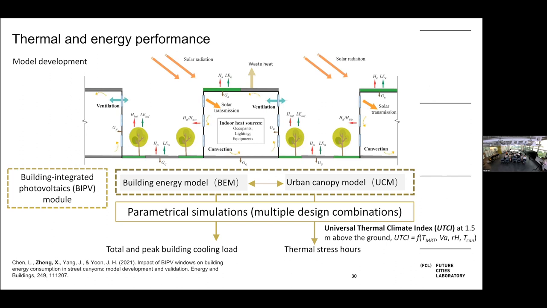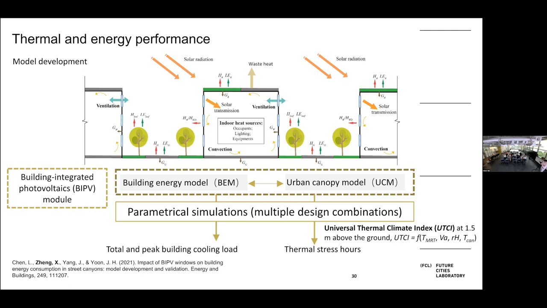Okay, urban canopy model. The urban canopy model will output the thermal stress and the cooling load, right? Yeah, exactly. So the thermal stress hour is calculated indirectly, based on the output of this model. The output of this model includes the wind speed inside the street canyon, the relative humidity inside the canyon, the air temperature inside the canyon, and also the mean radiant temperature, the TMRT. With those four parameters, we can calculate the UTCI. And with UTCI, we calculate the thermal stress hour. It's a bit indirect, but we finally get the most important indicator.